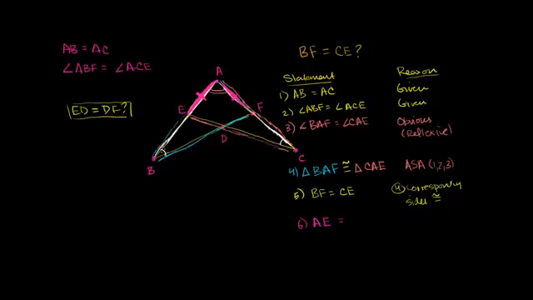AF is the side opposite the right angle on triangle BAF, and AE is the side opposite the right angle on triangle CAE, which we know are congruent. So we know that AE is equal to AF. And once again, this comes from statement 4, and we could even say corresponding sides congruent. Same reason as we gave right up here.